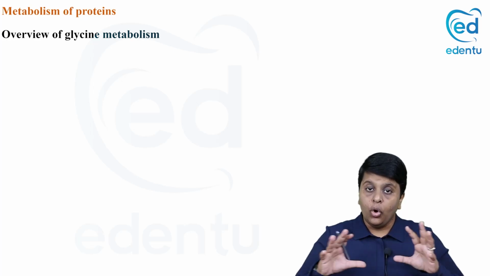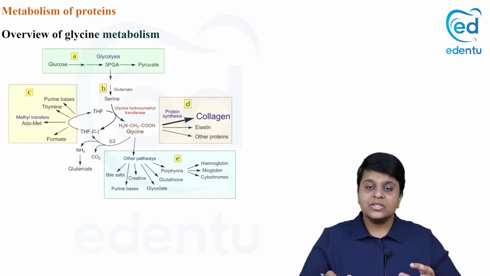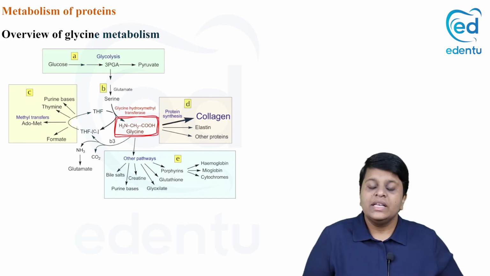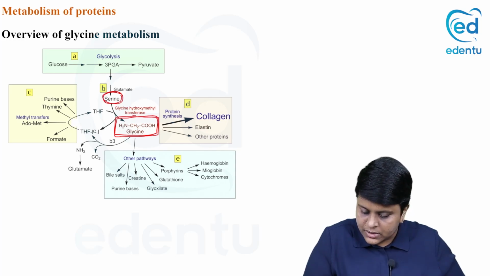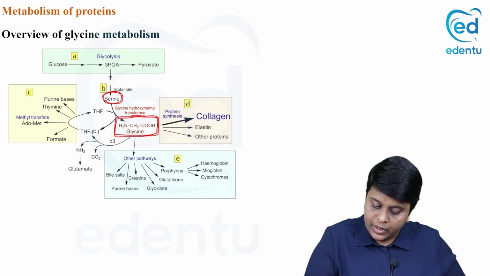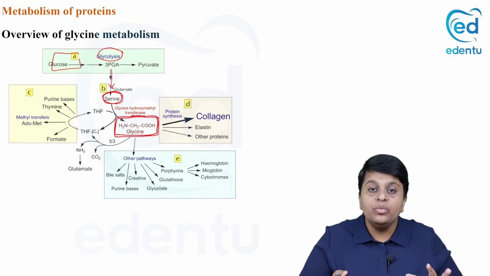Now let us have an overview of the complete glycine metabolism. So see here, you have your glycine here. Glycine can be synthesized from serine by the enzyme serine hydroxymethyltransferase. And this serine can come from your glycolysis, phosphoglyceric acid through various steps, and you have serine. So this is how glucose is linked to glycine metabolism. Glycine is synthesized, and this glycine has numerous functions.